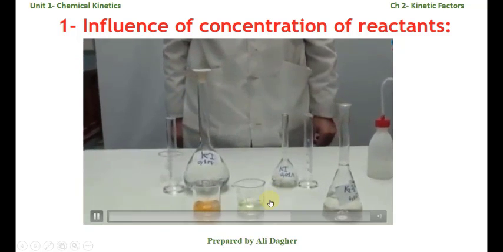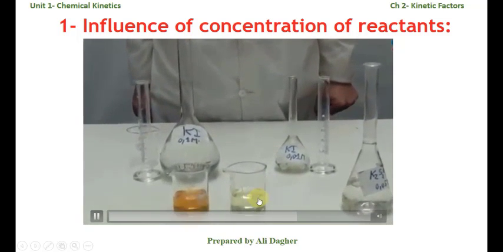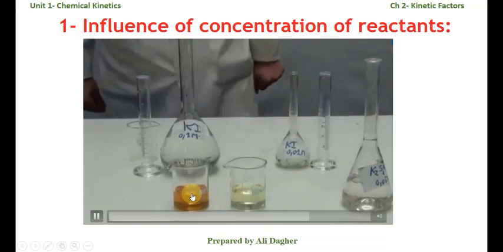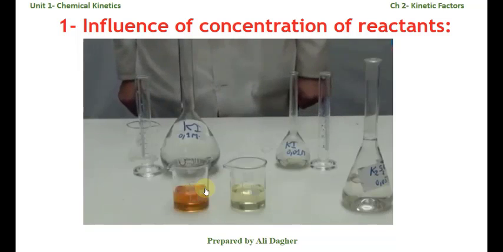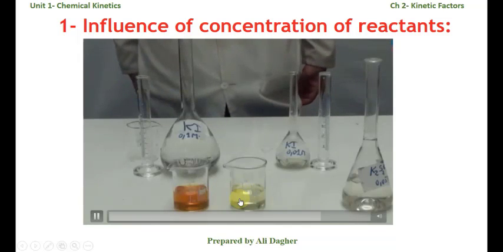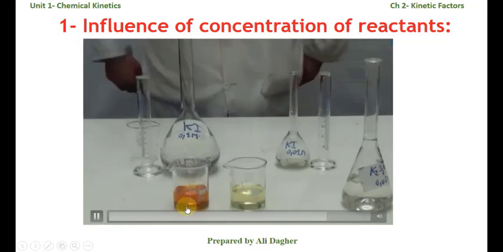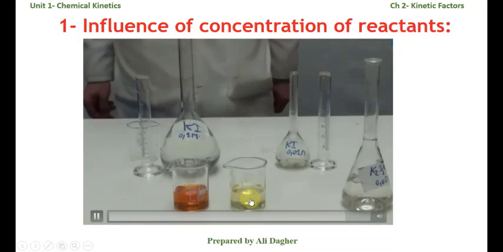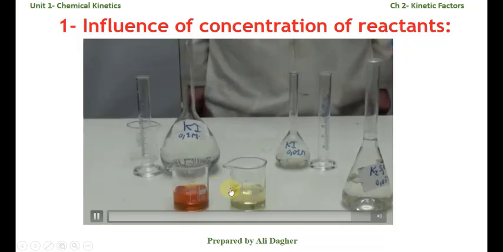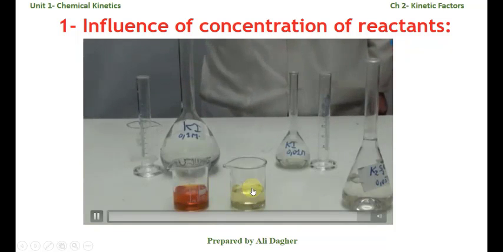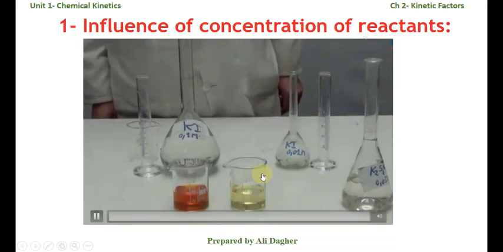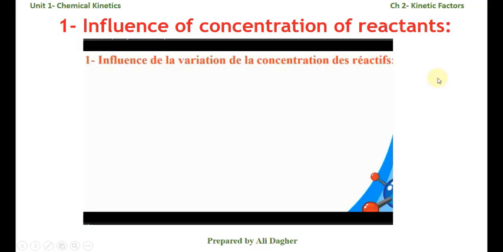In beaker 2, we now observe the appearance of light yellow color, while in beaker 1 it becomes a dark red-brown solution. That means the amount of I2 formed in beaker 1 is higher than that in beaker 2 for the same interval of time. Okay, we will interpret this observation in the next part.